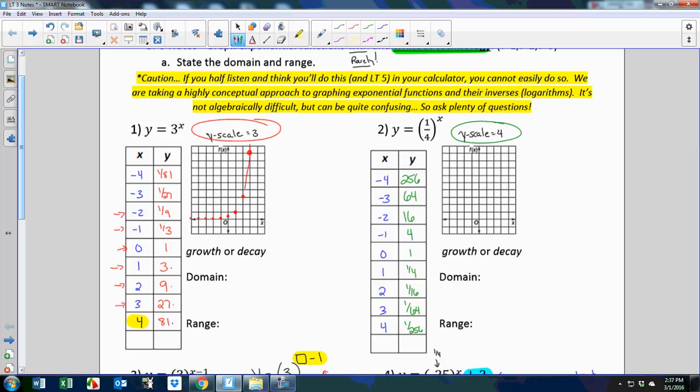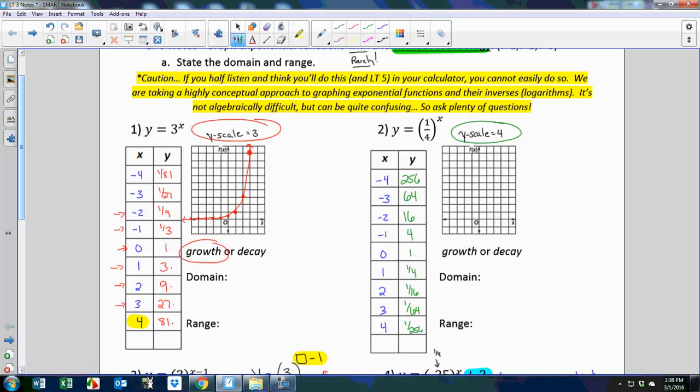So we connect the dots to represent all the decimal values for x that we haven't plugged in. And we have a representation of y equals 3 to the x. Is it growth or decay? Well, you read a graph like you read a book. From left to right, it's going up, so it is growth.